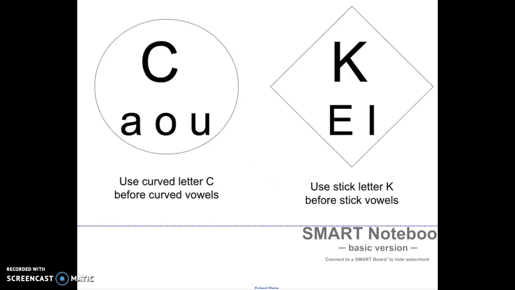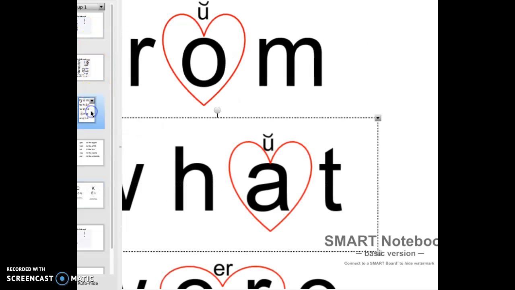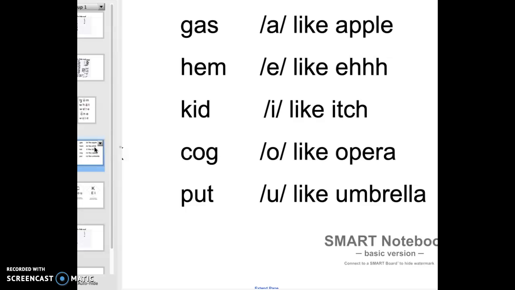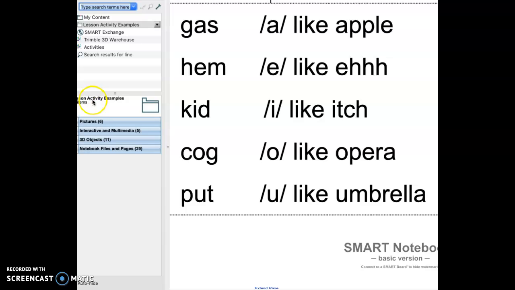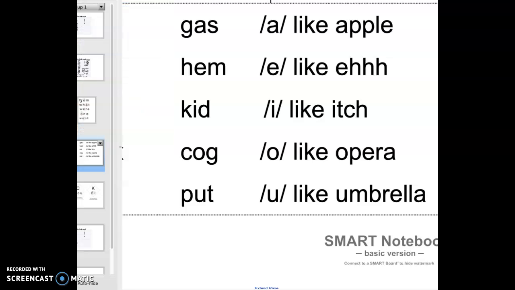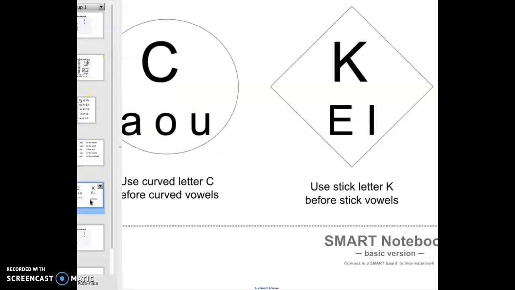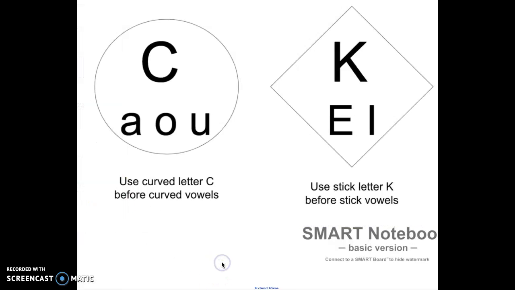So our first day that we talked about spelling, we talked about our heart words that we were going to have this week. Then we talked about sounding out and spelling words with short vowels in them. And now today we are going to talk about the CK spelling rule. So this is a rule that we learned a couple weeks ago in phonics.